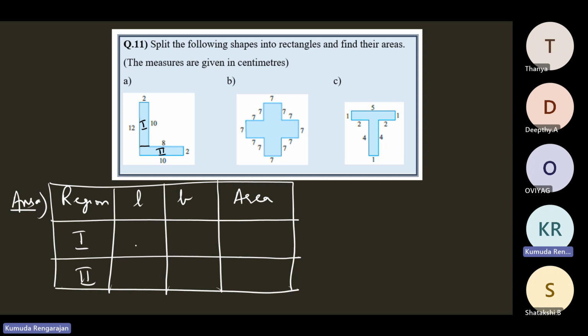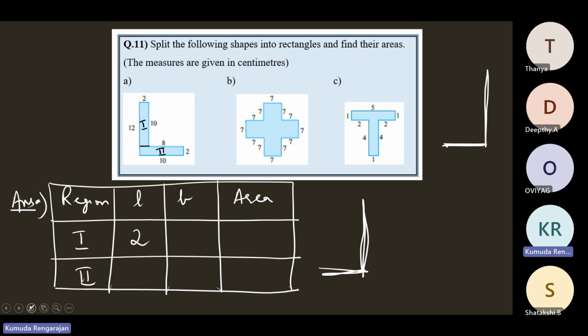Yes, Satakshi. Fill in the boxes. What is the length of region 1? 10, ma'am. Okay. What is the breadth of region 1? 2, ma'am. Yes. So actually, we normally take this 2 as the length. The horizontal thing, we normally take as the length and the vertical thing as the breadth. Normally, but you can exchange it also. You can call this the length and this the breadth.